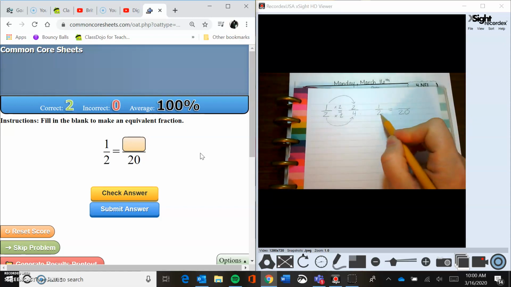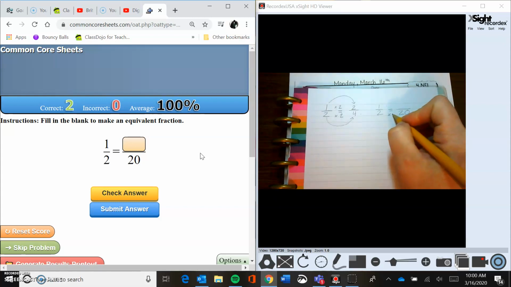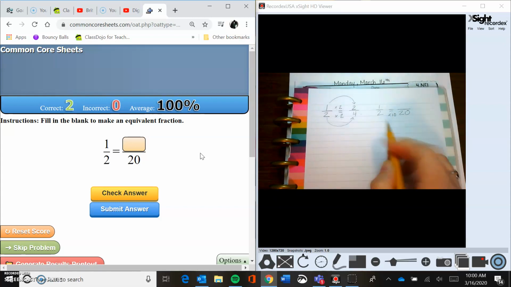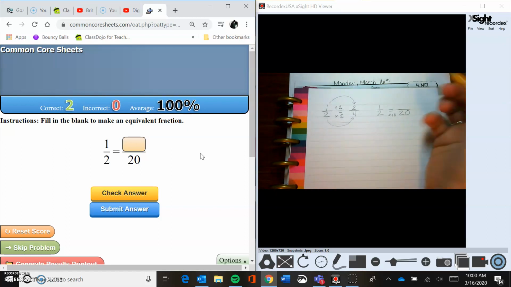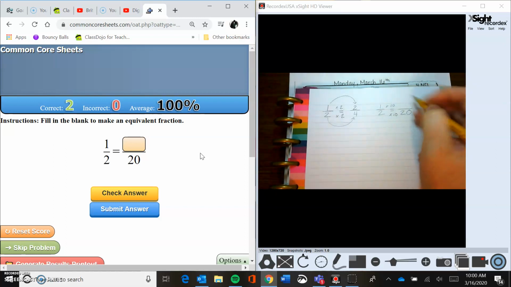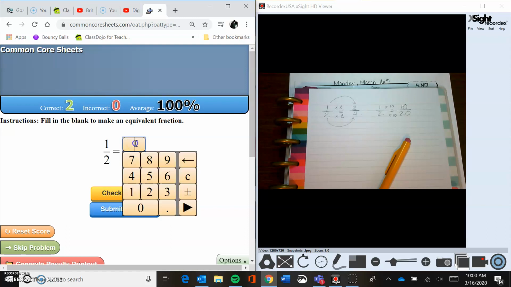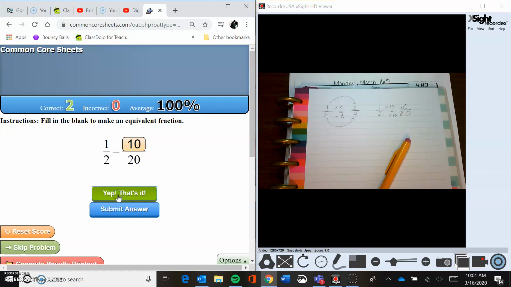Whatever we multiply by on the bottom, we have to multiply by on the top. So 2 times what would give us 20? Well, I know my math facts, and so do you. So we know that 2 times 10 would equal 20. And then we do the same thing on the top. 1 times 10, again, just like over here, anything times 1 is going to be itself. So that should be 10. 10 over 20. So let's put the answer in. And we'll see if we're right. Yep, and we're correct here.